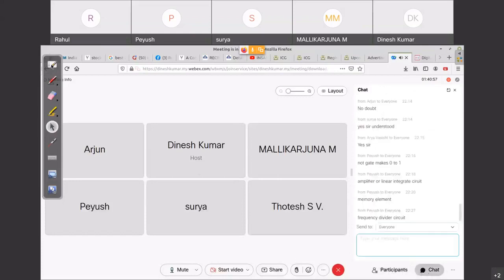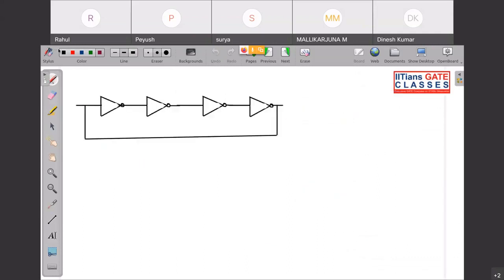Okay, fine. So next, let me ask you, what will be the frequency of this circuit? Please tell me. If all the logic gates have del t as propagation delay, what will be the frequency of this circuit? Tell me very quickly. Think very quickly.